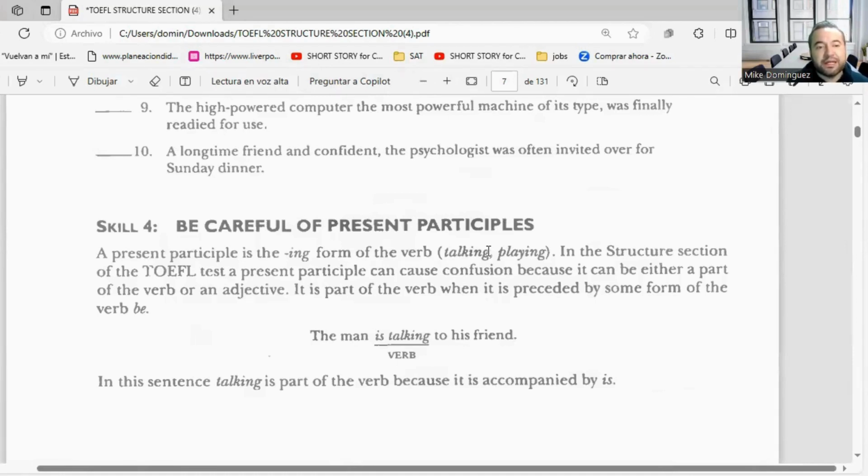You're going to see that the present participle is the ing form of a verb. For example, talking, playing. In the structure section of the TOEFL test, present participle can cause confusion because it can be either a part of a verb or an adjective. If it's a part of a verb, it is preceded by some form of the verb be. For example, the man is talking to his friend. In this example, is talking is a verb. In this sentence, talking is part of the verb because it's accompanied by is.